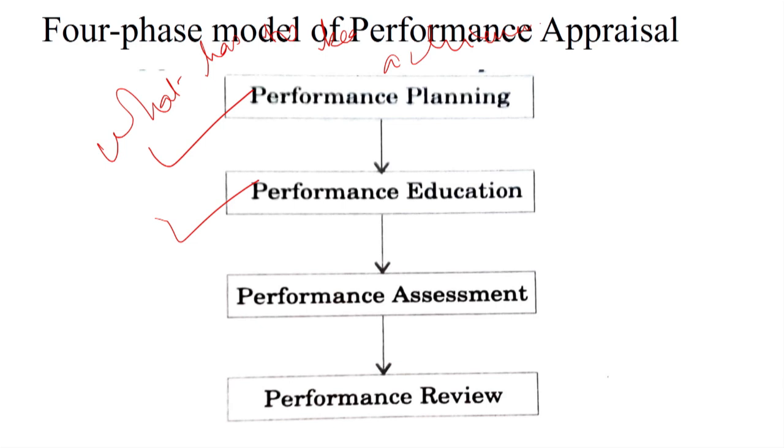So performance execution is basically a kind of guidance and direction which is given by the management or the superiors to the individual people, and then an eye is always kept on their performances. Then the third one is basically the assessment.